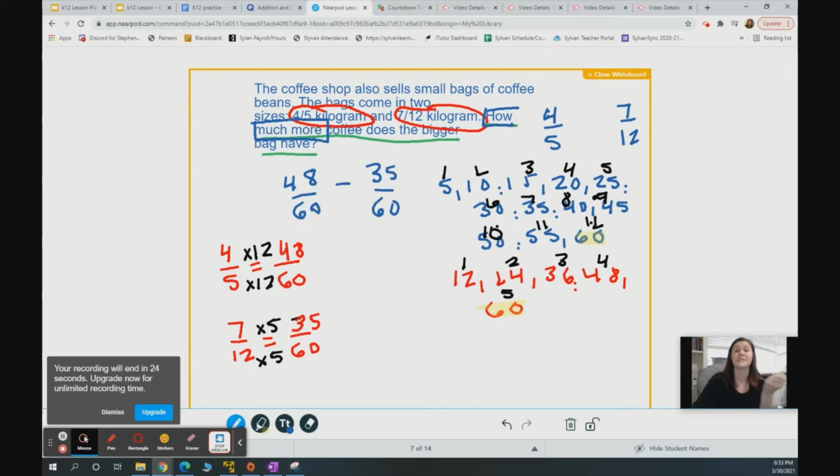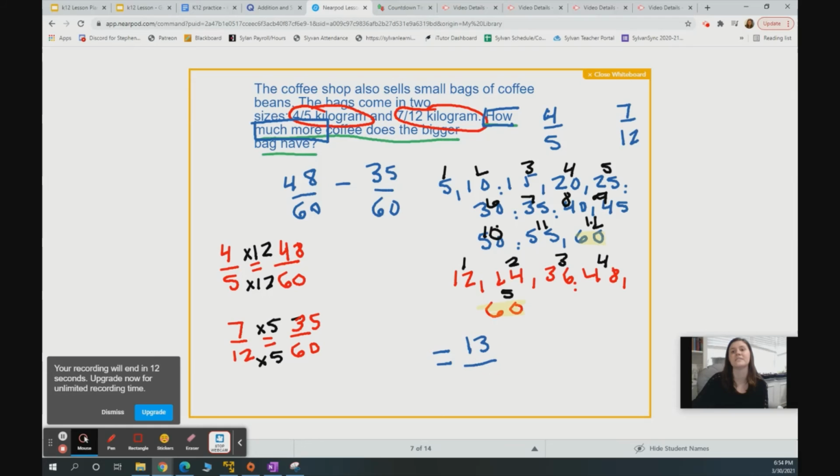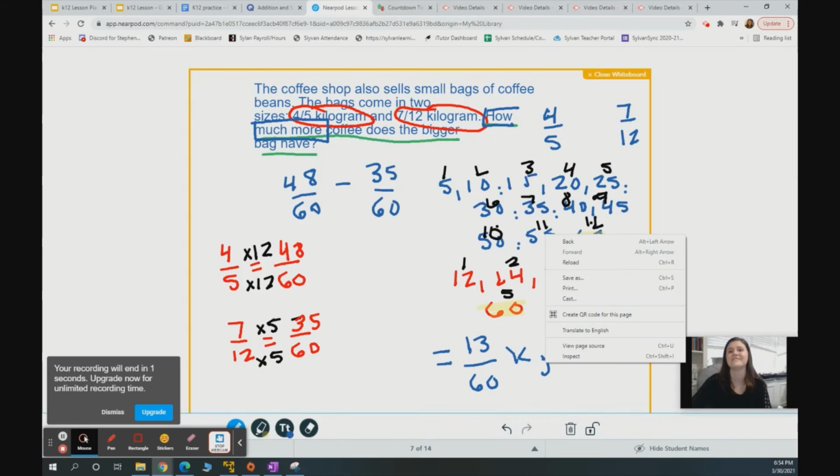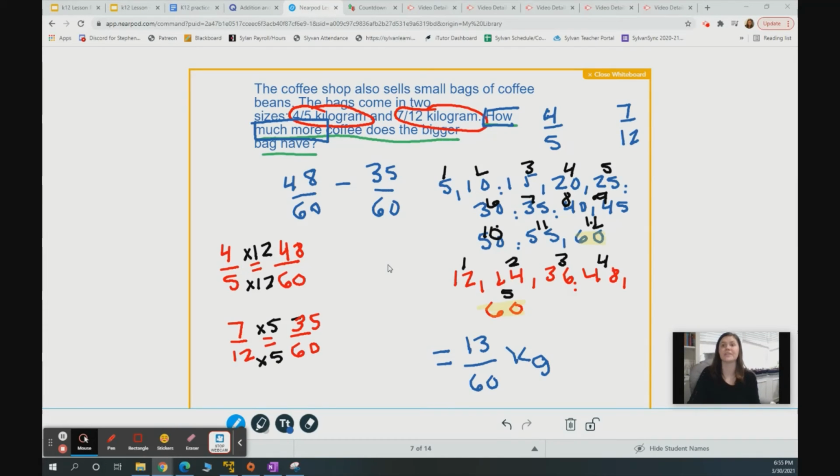Now I'm ready to subtract. I'm just subtracting my numerators. So I have 48 minus 35, and 48 minus 35 is 13. My denominator stays the same, so it's 60. So I have 13 sixtieths kilograms. So I solved that I had 13 sixtieths kilograms.